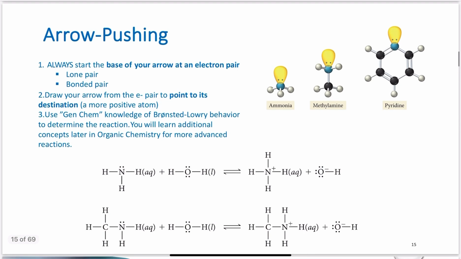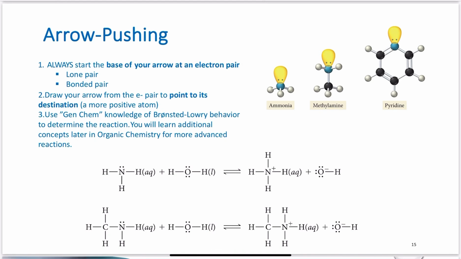We also have this concept of arrow pushing. So for arrow pushing, here's the rules, and then I'll explain what we're talking about. For arrow pushing, always start at the base of your arrow at an electron pair and then travel to where you're going. So this could be a lone pair or a bonded pair. Draw your arrow from the electron pair to point to its destination, which is a more positive atom. You're going to use Gen Chem knowledge of Bronsted-Lowry behavior to determine the reaction. You will learn additional concepts later in organic chemistry for arrow pushing, but this is your first exposure to arrow pushing and we need you to be comfortable with it.